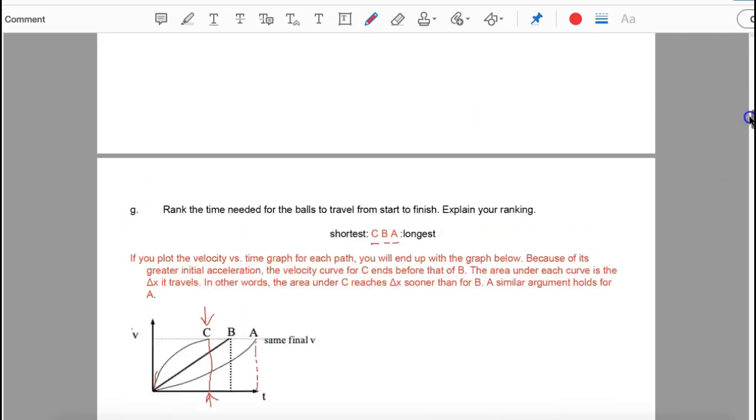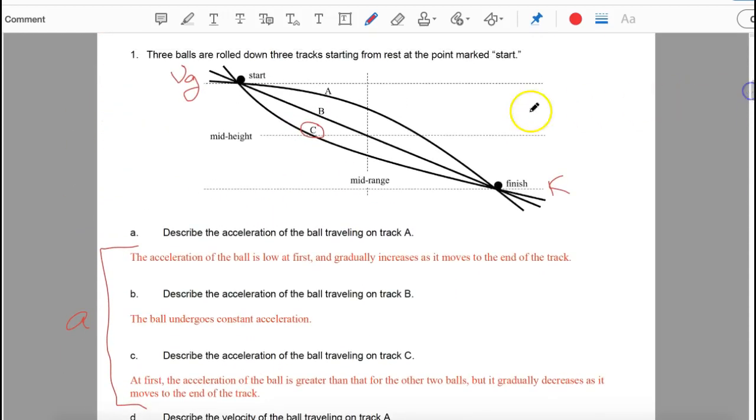If you were riding a roller coaster, you could think of it this way. The person riding roller coaster C would get to the bottom first, then B, and then A, because C takes off really quick, B takes off at a slower rate, and A takes off at the slowest rate.